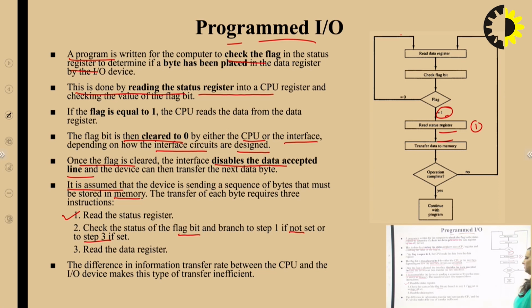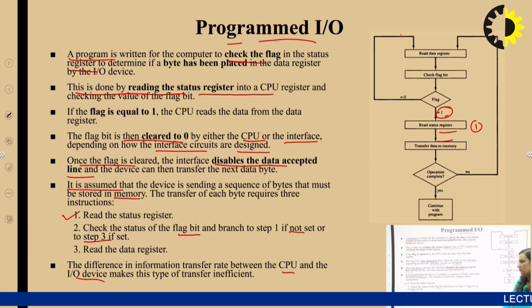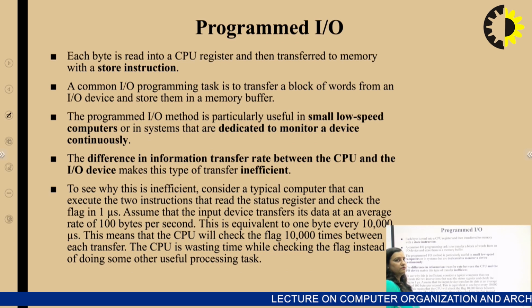So the difference in information transfer rate between the CPU and the input-output device makes this type of transfer inefficient. It means the CPU transfers data in a very fast manner, but the input-output device doesn't match that speed. So this type of transfer is inefficient.